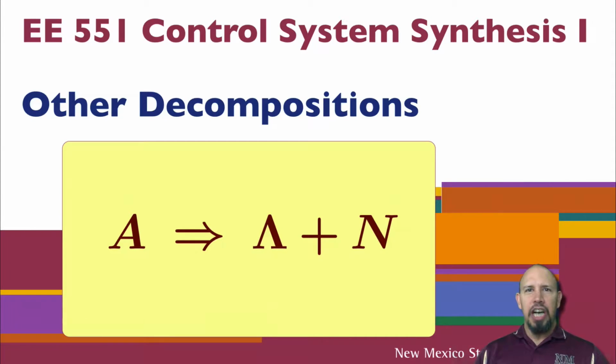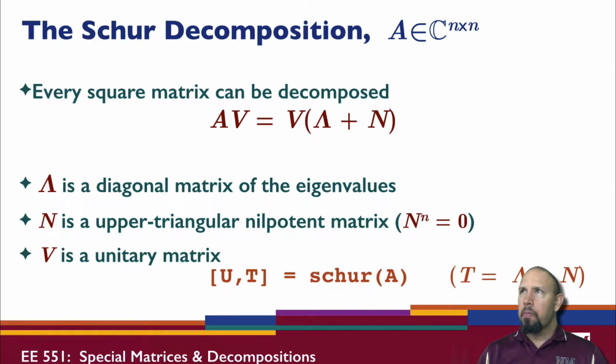Finally, we come to some other decompositions that are useful. It's helpful to be able to see some structure within a system. So the Schur decomposition uses a square matrix, and it basically says that every square matrix can be decomposed this way: AV is equal to V times (instead of lambda) lambda plus N, where lambda is a diagonal matrix of eigenvalues, and N is an upper triangular nilpotent matrix. Okay, so the nilpotent matrix again satisfies this relationship, and V is a unitary matrix.